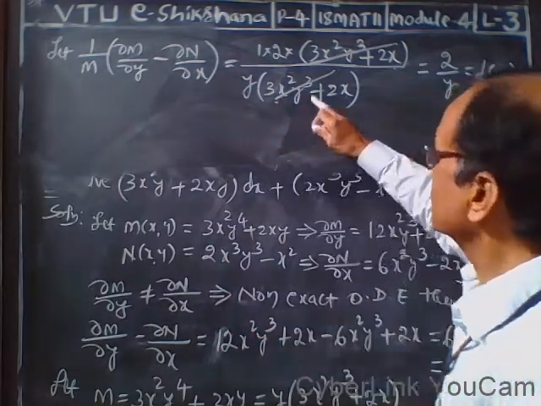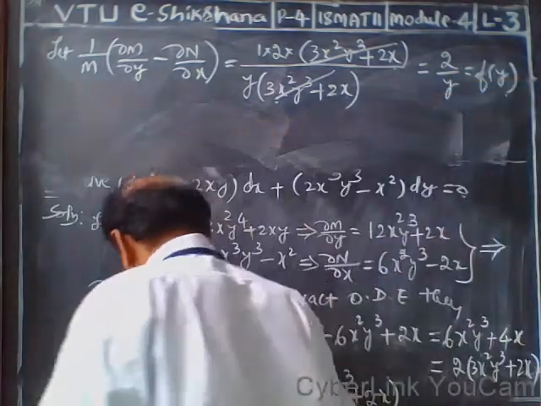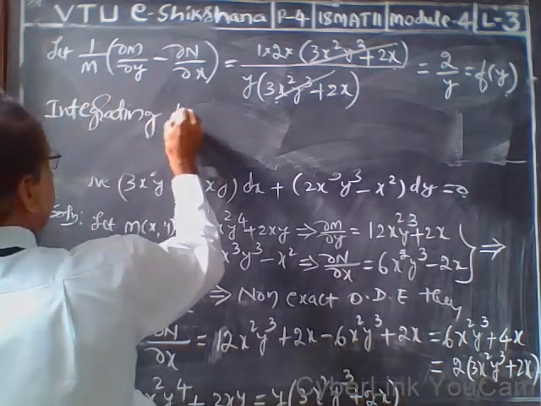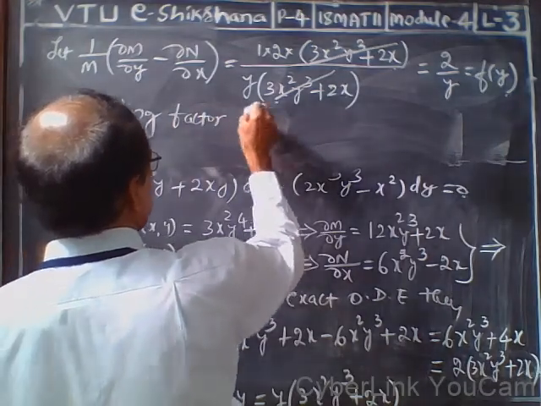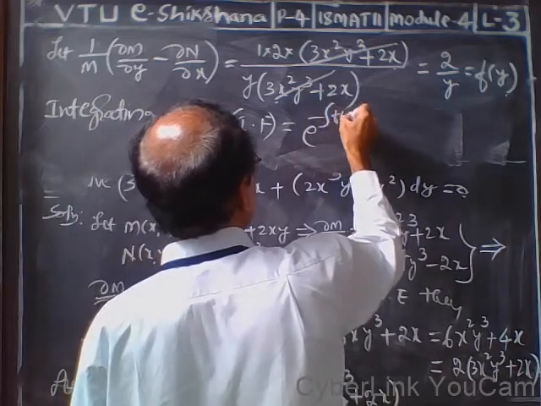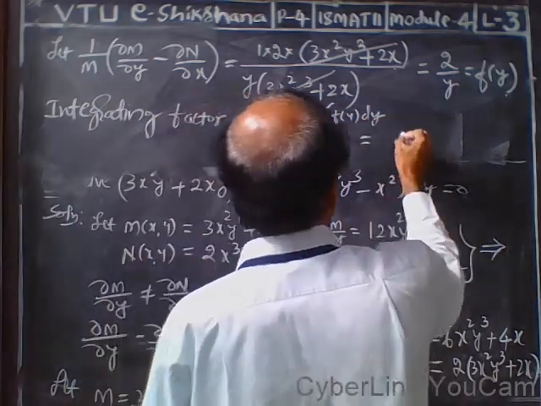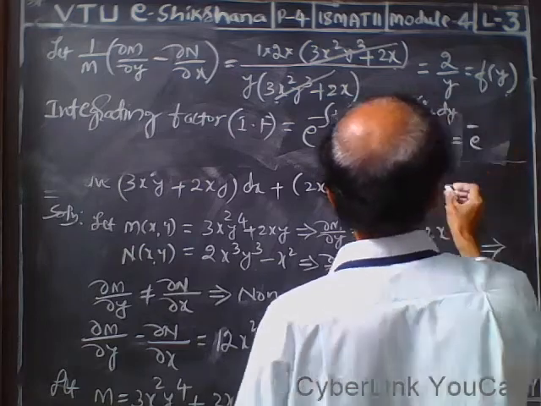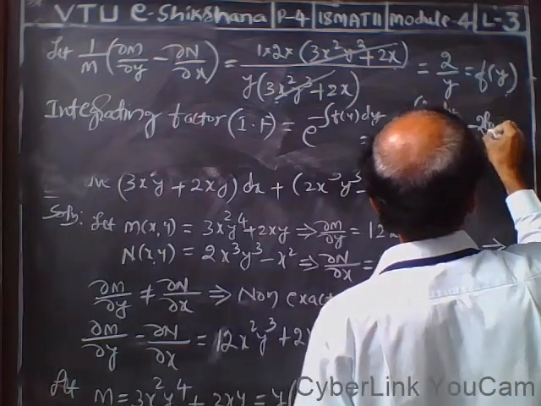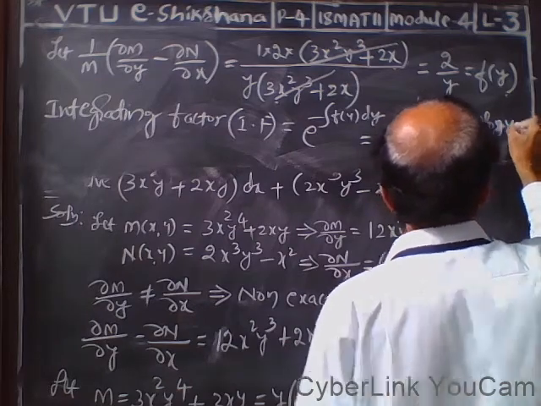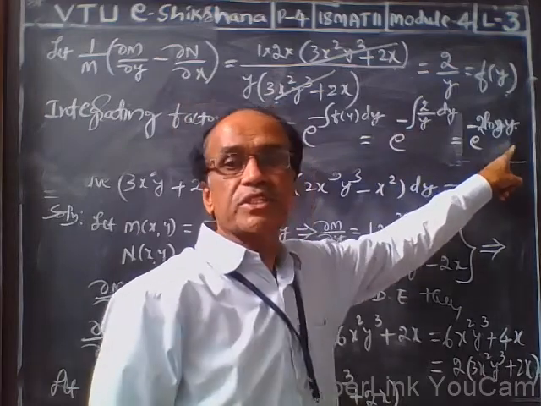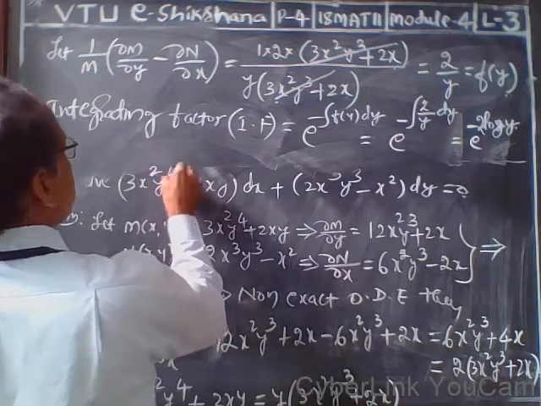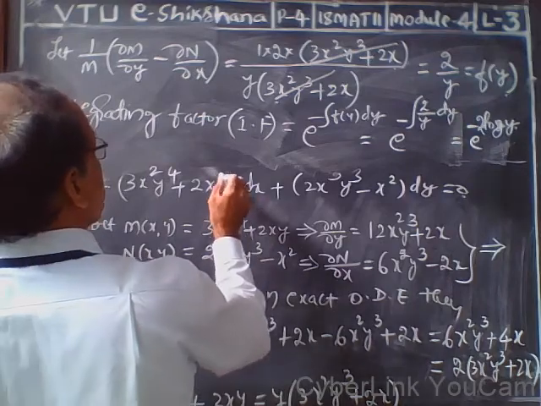Therefore, you need to calculate the integrating factor using this function. The corresponding integrating factor is equal to e to the power minus integral f of y dy. So that is e to the power minus integral 2 by y dy, e to the power minus 2 times log of y, because the integral of 1 by y dy is log y. Therefore, finally, you are getting this x square y to the power of 4 and then 2xy.